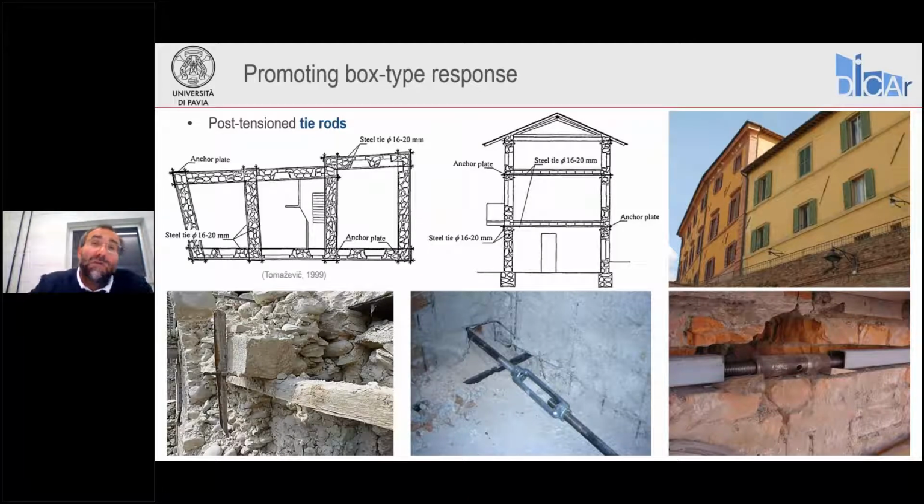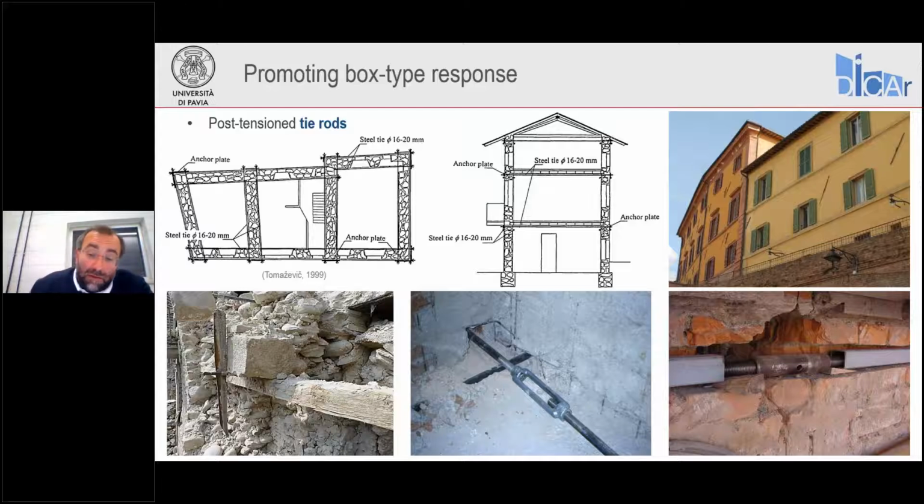The need of this kind of connection was already known in the past. You see the photo here at the bottom left. You see this wood element. Well, that was actually a tie rod from the past. It was made of timber. At the end, there were connectors with bearing plates in order to fix it to the wall, to fasten it to the walls. So the idea is the same as the modern one with steel post-tension rods.